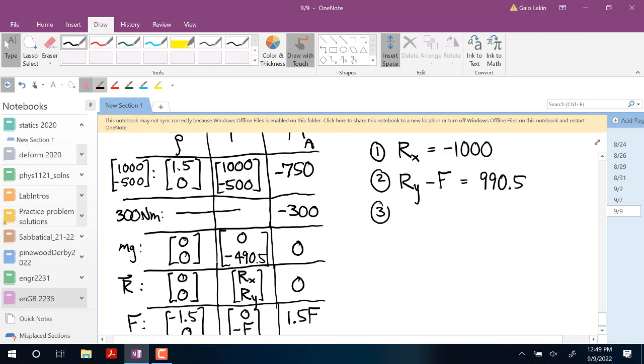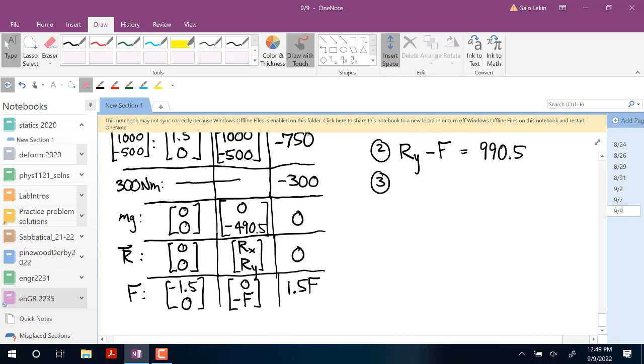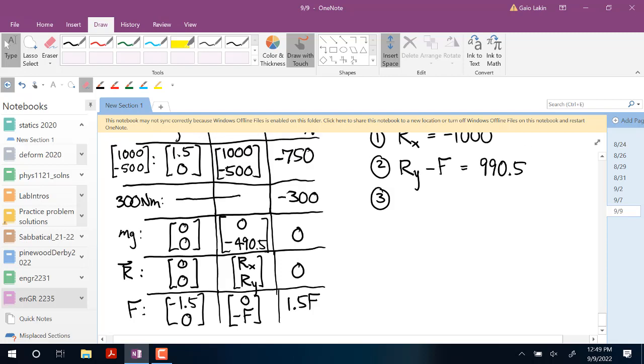And then the third equation, and if you want to write these out, that's perfectly fine. I'm just skipping that one step. But write it all out as vectors or whatever. I always do everything I can to make sure that you don't feel like you're racing against the clock in tests or anything. So if it helps you to visualize it, to write it out, for sure do it. And then the third one says 1.5 F minus 300 minus 750 is equal to 0, or 1.5 F is equal to positive 1050.